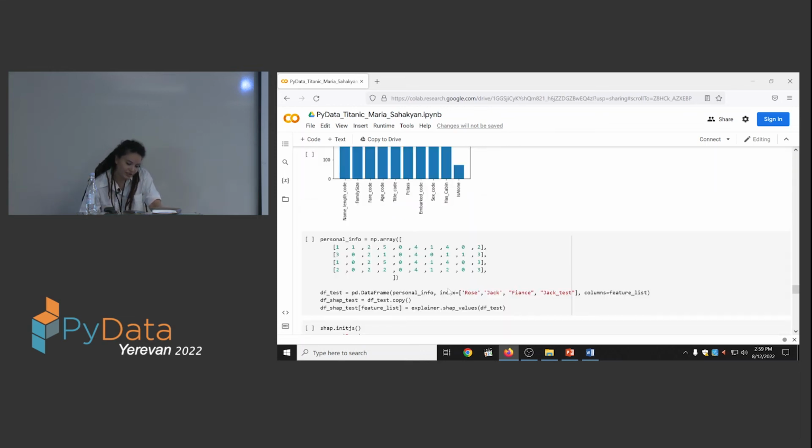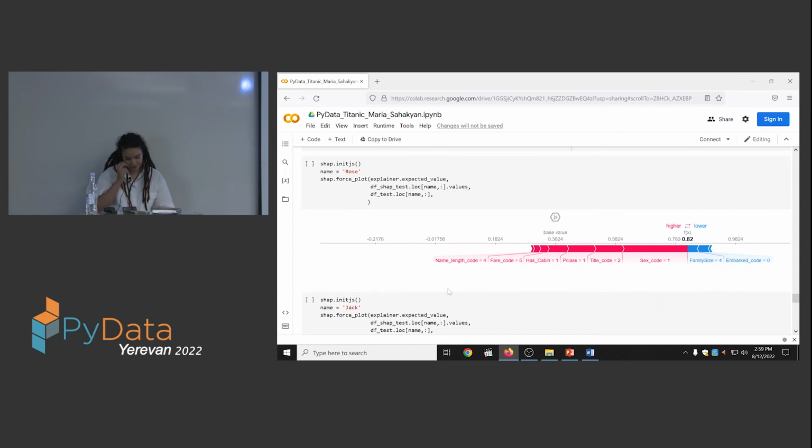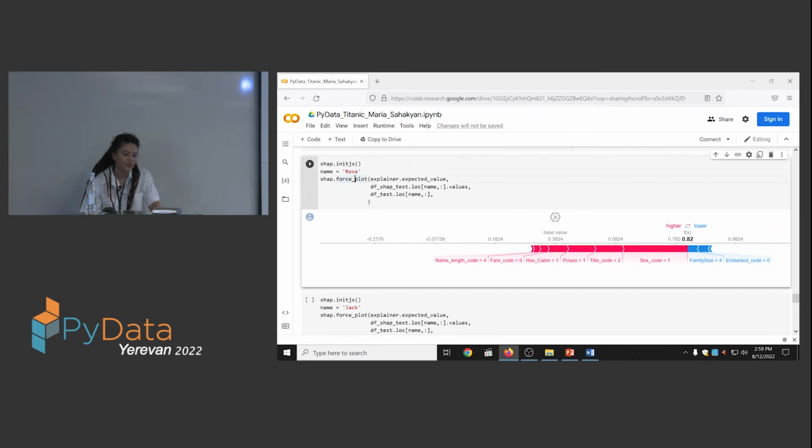Also, we have this. This is how it looks when we want to see just one instance, for example, why Rose from the famous Titanic movie survived. And we can see that, for example, here, the blue features are the ones making her probability to survive lower, and the features in red are pushing the probability up. So we can see that each feature here has some local importance.